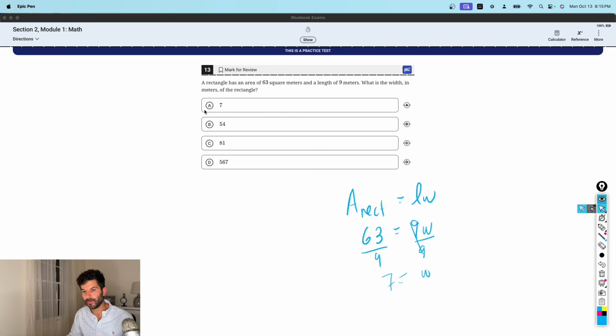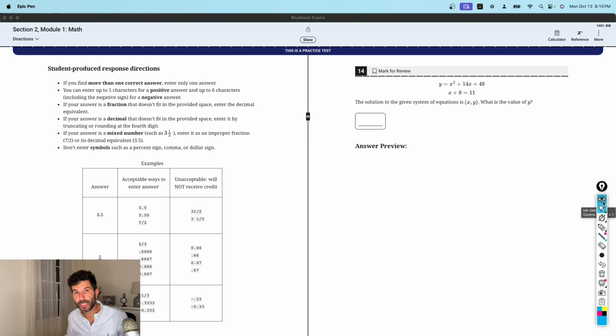So I'm going to go with 7 for my answer. Question number 14. The solution of the given system of equations is x comma y. What is the value of y?